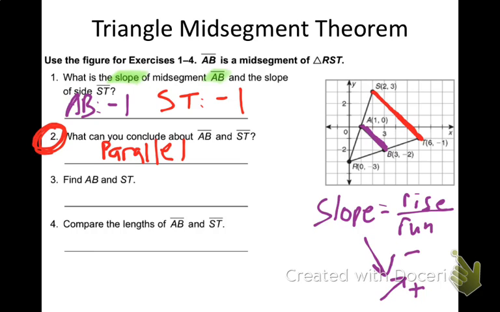Wouldn't the perpendicular slope be positive? Yes. Okay. But yeah, mid-segments are always going to be parallel to the third segment. That's true for all triangles.